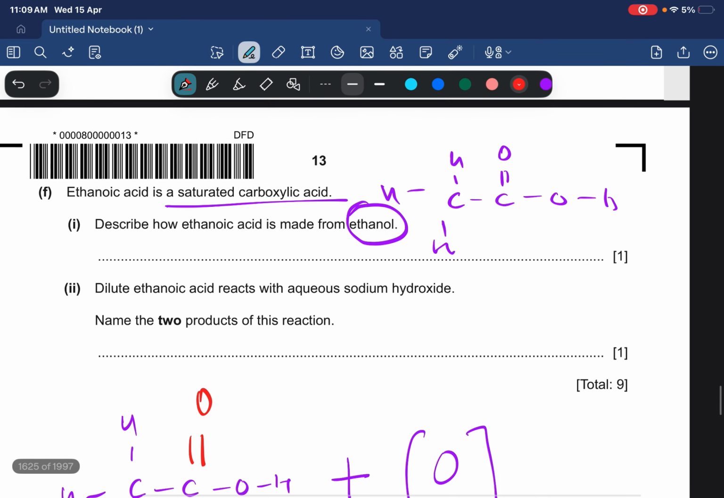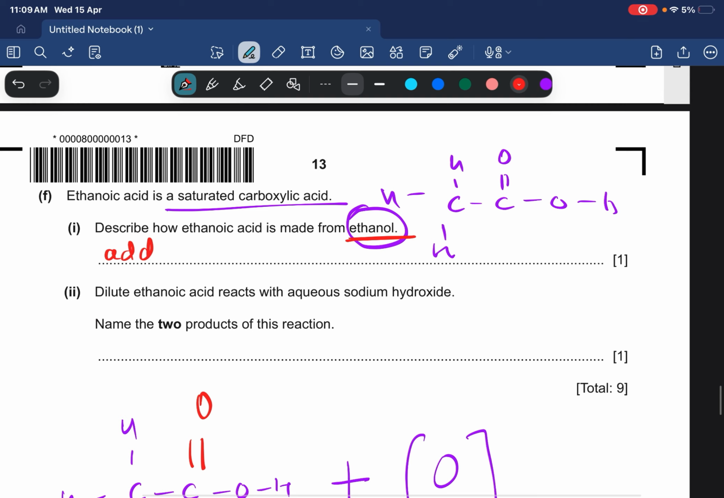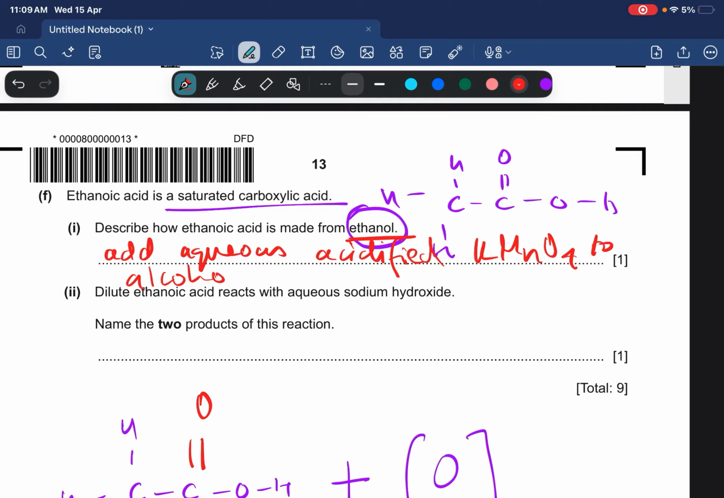So, describe how ethanoic acid is made from ethanol. Add aqueous acidified KMnO4 to alcohol. Or simply say, add an oxidizing agent. Okay?